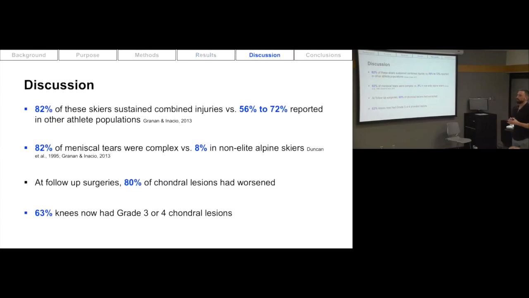So as a discussion point, 82% of our skiers sustained some sort of combined injury versus 56% to 72% that's reported in other athlete populations. 82% of the meniscal tears were complex in nature, comparatively to 8% in a non-elite alpine skiing population. At follow-up surgery, those 20 operative reports, 80% of the chondral lesions had worsened, and 63% of the knees were now grade 3 or 4 in terms of the severity of their articular cartilage injury.